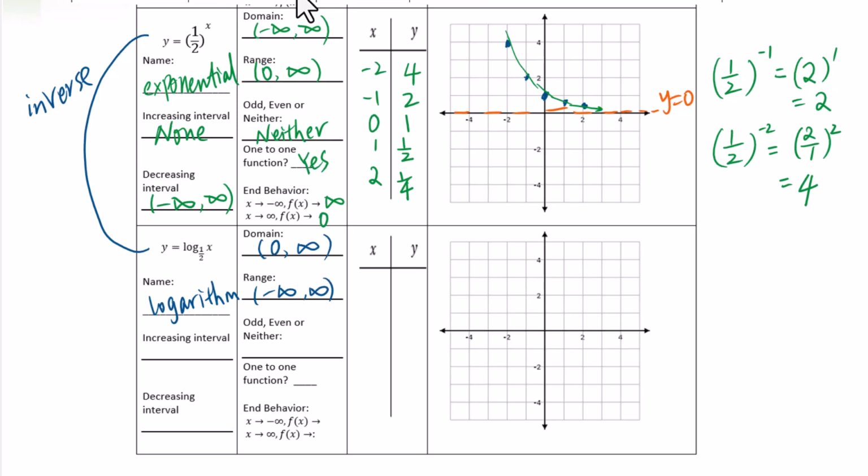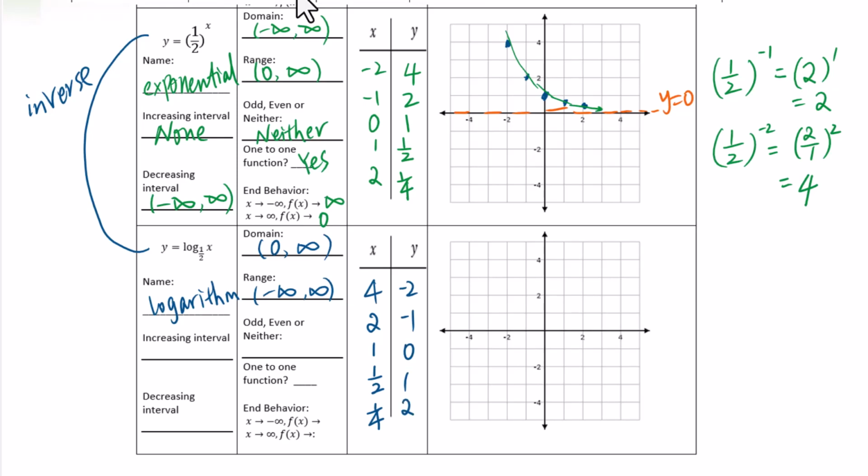Range is all real numbers. Switch x, y. 4, 2, 1, 1/2, 1/4. -2, -1, 0, 1, 2.